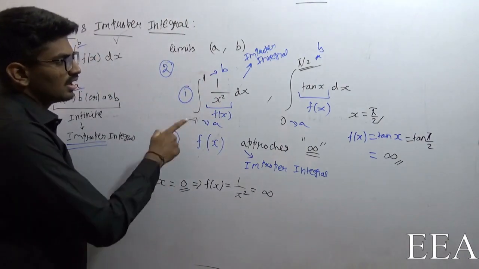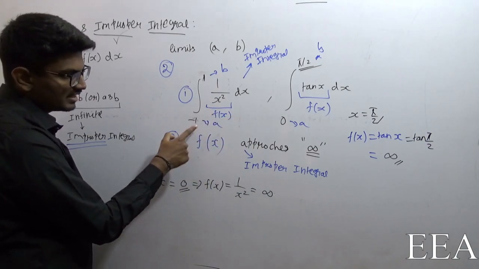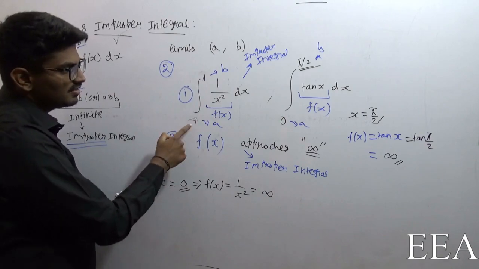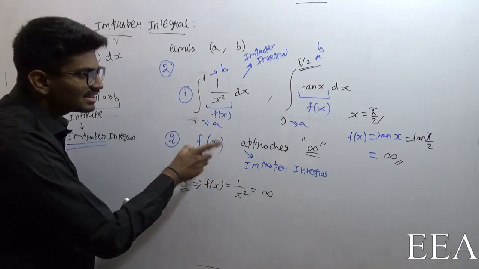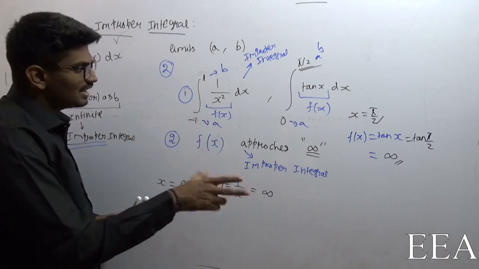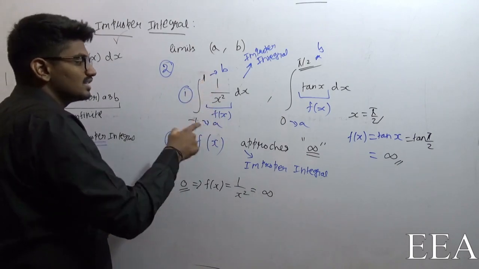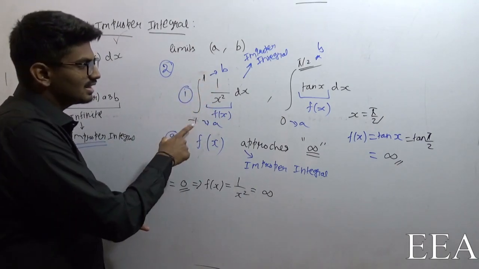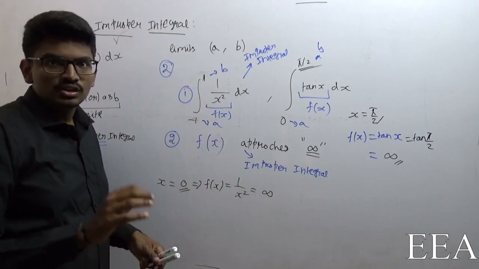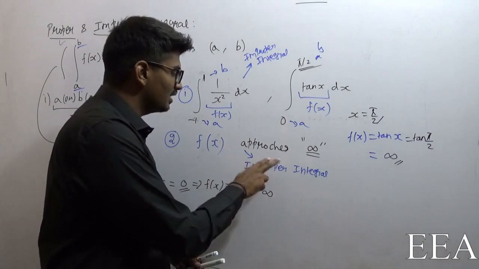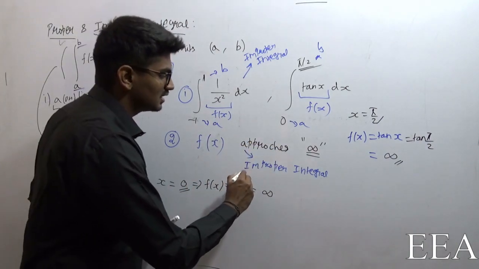What you need to do is check the f of x term between a and b. Is there any value between a and b, which includes a and b also, that makes f of x infinity? In this case, minus 1 to 1, which includes minus 1 and 1 also. Here, between minus 1 to 1, if I substitute 0, f of x becomes infinity. So between minus 1 to 1, there is a value making f of x infinity. If it makes infinity, then it is improper.